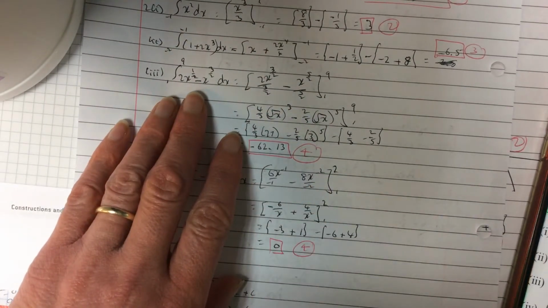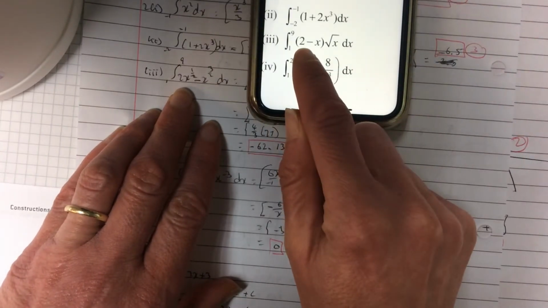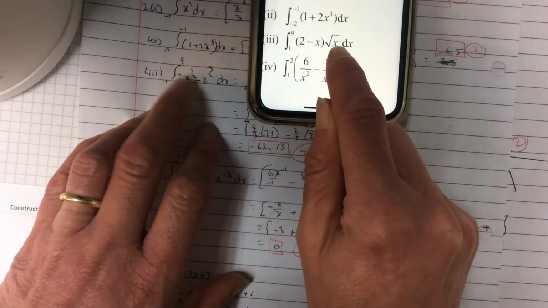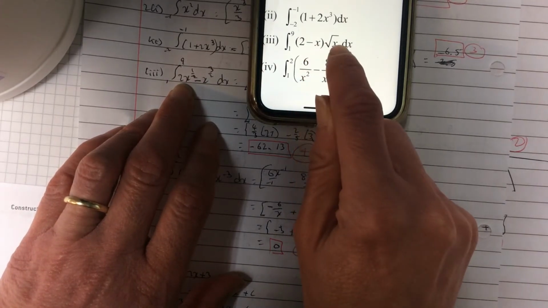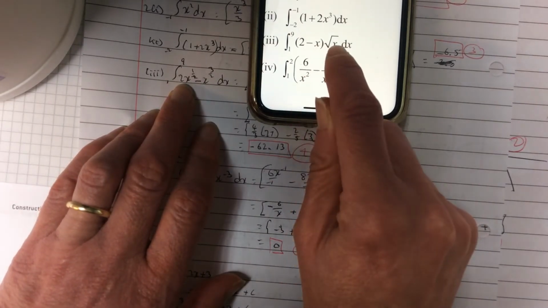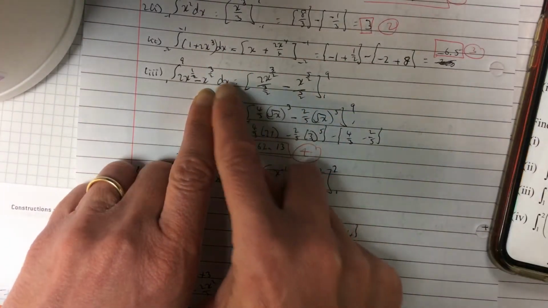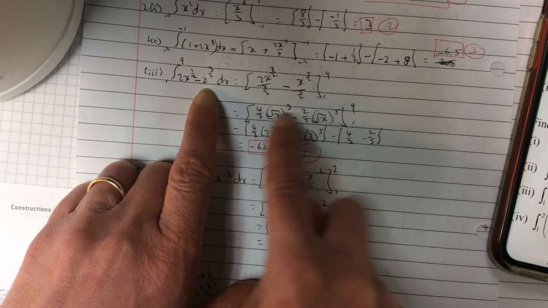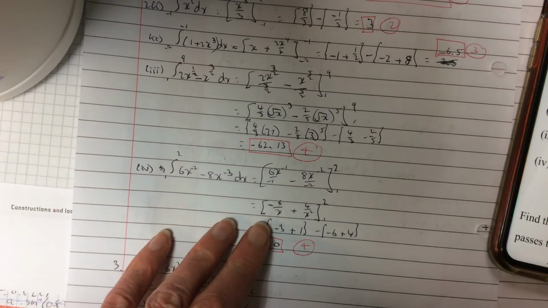Number 3, multiply through with that root x. So it's 2 root x, which is 2x to the half, minus, now that's an x to the 1, x to the half, so you add the powers, 1 add a half is 1 and a half, so it's minus x to 3 over 2. Then you just add 1 to the powers and divide by it as usual, sub in 9 and sub in 1 and subtract the 2.